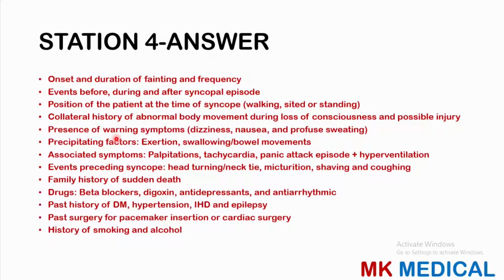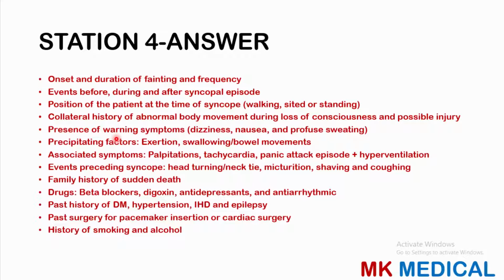And then the events that precede the syncope are also very important to find out. Was there any head turning or any tight necktie that was applied? Was this person micturating, or were they even shaving or even coughing before they fainted? And you should also ask about the history of syncope in the family, as well as a history of sudden death in the family. Some drugs can cause syncope attacks, so you should ask if this person is taking any drugs, specifically beta blockers, digoxin, antidepressants, as well as antiarrhythmic drugs.